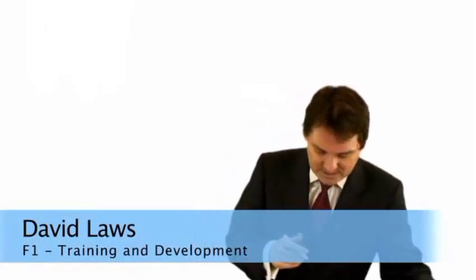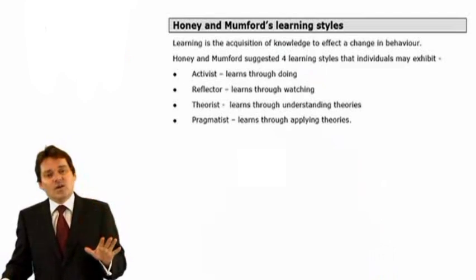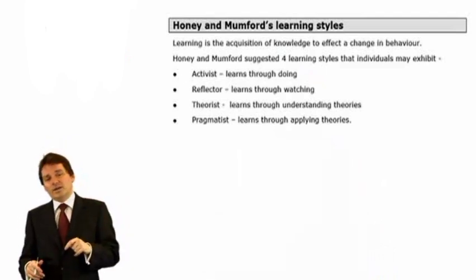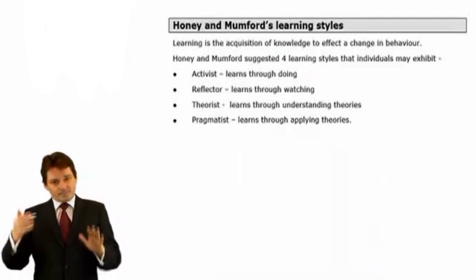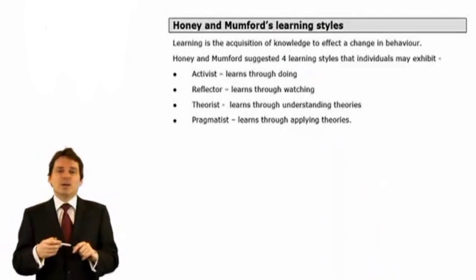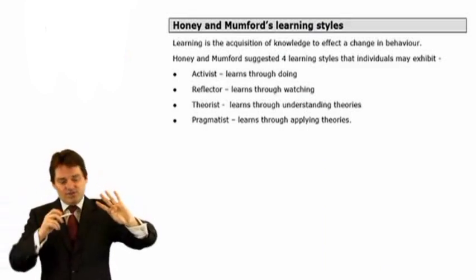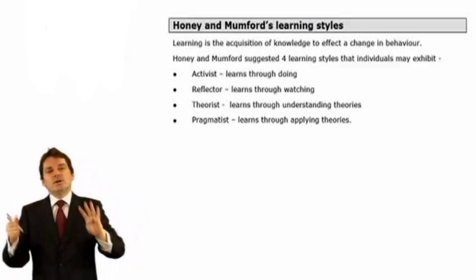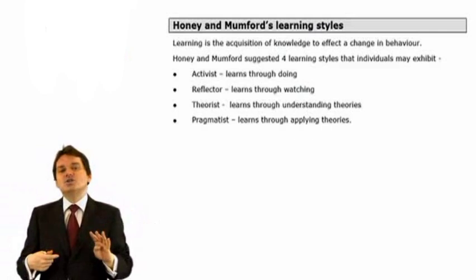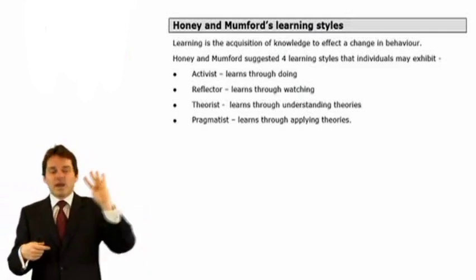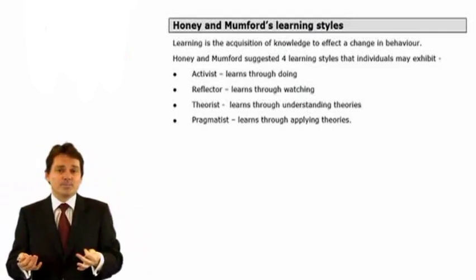The final couple of bits and pieces that we've got in this chapter are basically models. Again, this is likely to be tested in one of two ways. Either the examiner will give you 4 answers. They will say, for example, Honey and Mumford come up with 4 different learning styles, and one of them they will make up. One of them will be wrong.